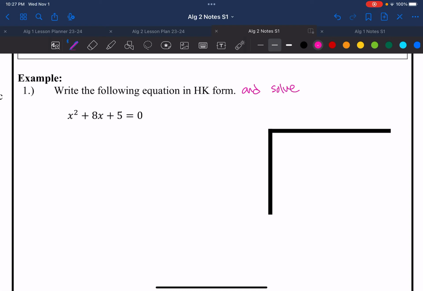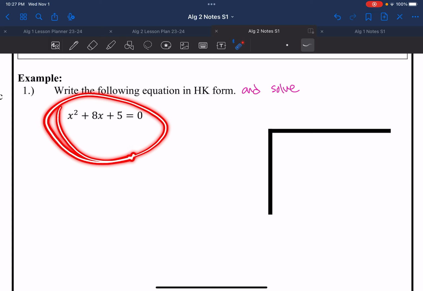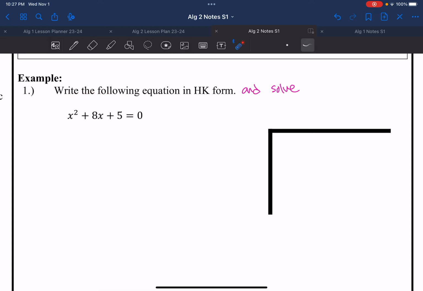So we're doing two things here. First part, I'm looking at my standard form equation. We have x squared plus 8x plus 5, and they're asking us to write it in HK form. The easiest way to do that is by using our model or our algebra tiles. We know that a big square is going to be x squared, so we need one of those, and then I need 8 x's.